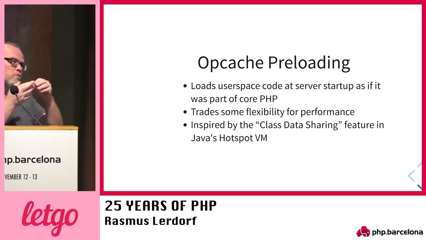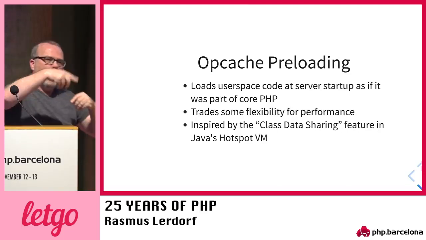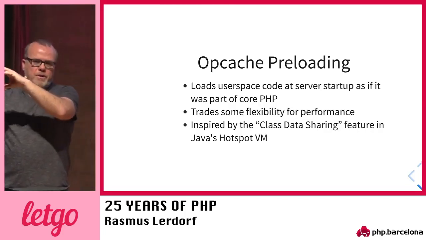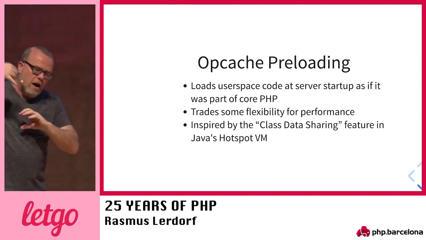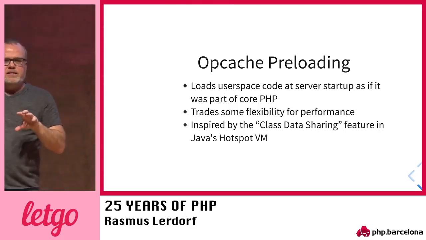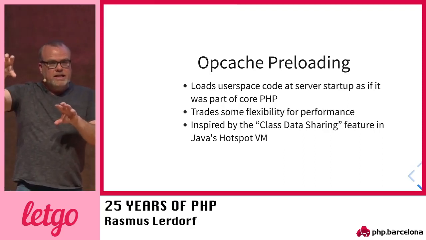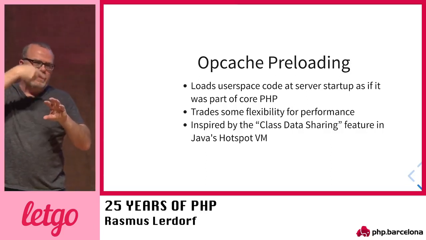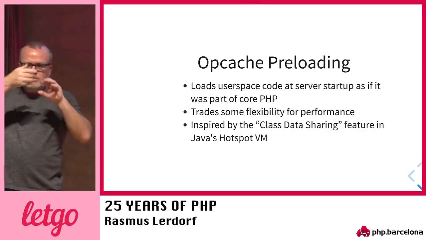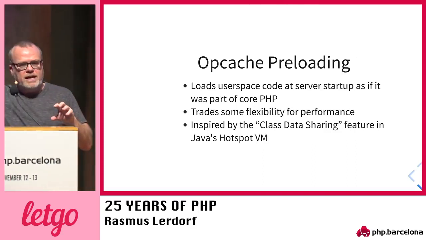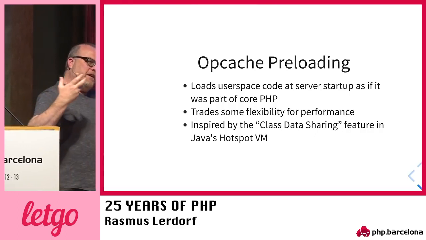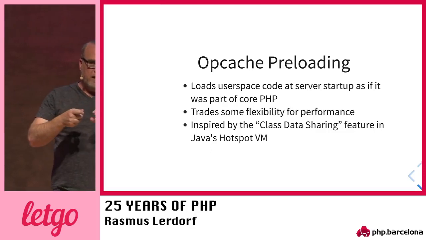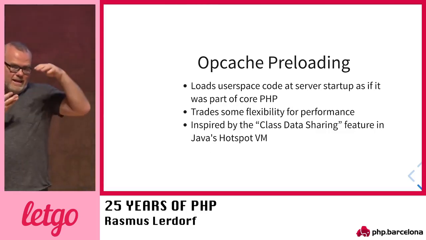But what it does is it removes one step from the whole op cache dance. When you have op cached code, it's still sitting there as opcodes in the cache. It still has to be brought into the PHP process, some of it. Not all of it, but some of it has to be brought in, and classes have to be registered, and the stuff has to be initialized. If you put it as a preloaded class, it's as if it's part of native PHP. It's as if it's a PHP extension that's loaded at startup, and whatever class you preload is basically a native PHP class at that point.